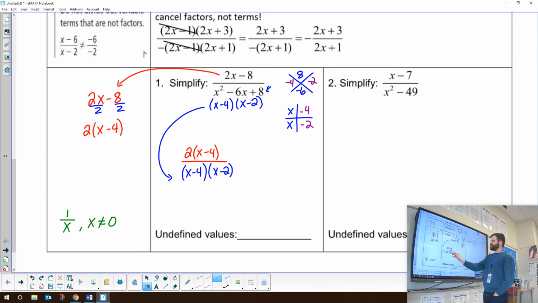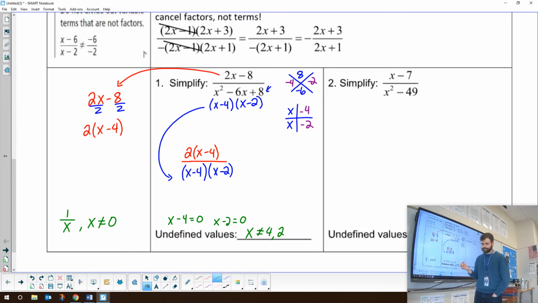So look at this. Whenever I factor these out, we get zeros. Whenever I have x minus 4, we can set x minus 4 equal to 0 and x minus 2 equal to 0. And we get two options that would change my whole bottom to a 0. So we need to say what x can't be. In this case, x cannot be 4 or 2. X can't be 4 or 2.